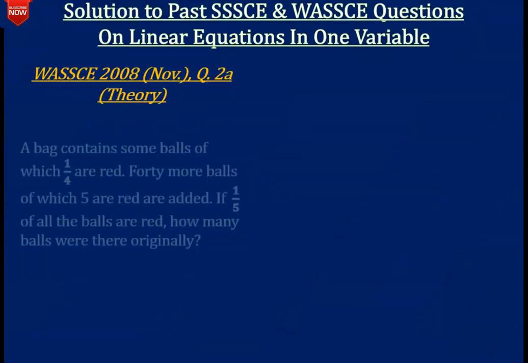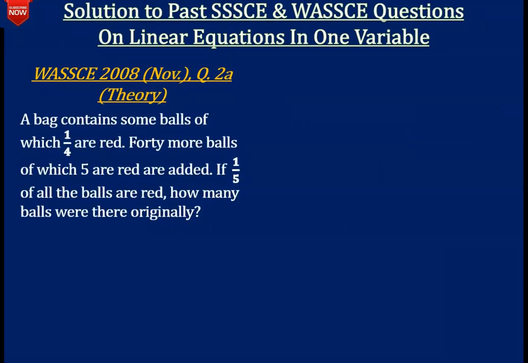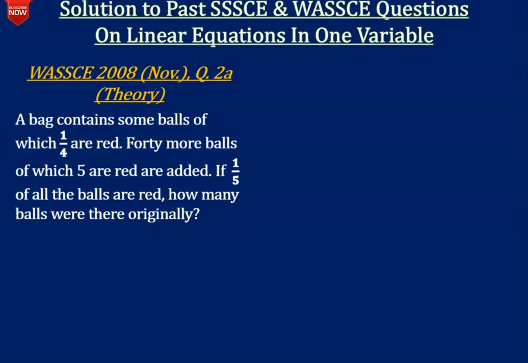WASSCE 2008 Navdeq Theory Question 2A. A bag contains some balls, of which 1/4 are red. 40 more balls, of which 5 are red, are added. If 1/5 of all the balls are red, how many balls were there originally? Solution.